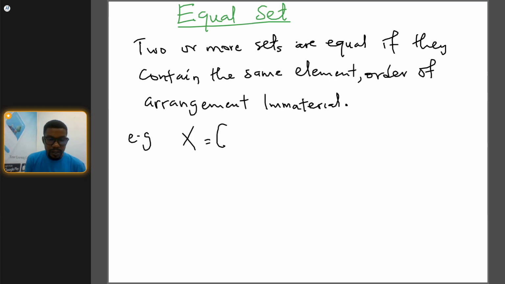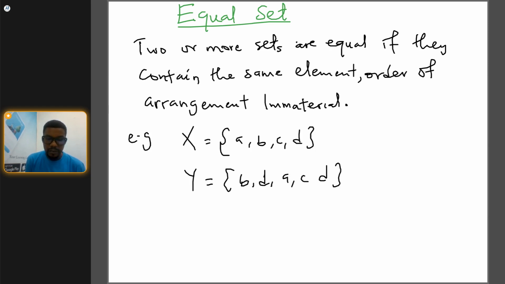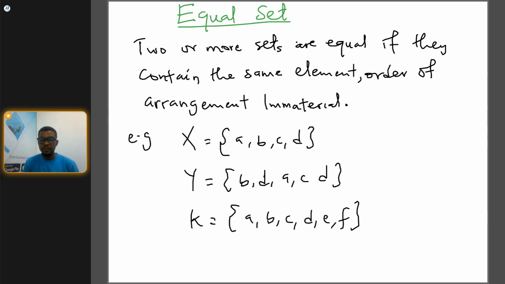X is given as the set {A, B, C, D}. Then we have Y given as {B, D, A, C, D}. Then K is given as {A, B, C, D, E, F}. All right, now we are talking about equal sets.